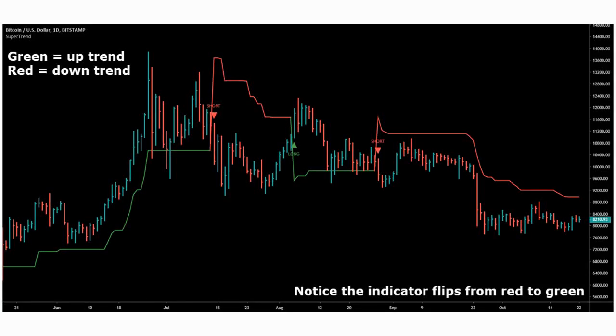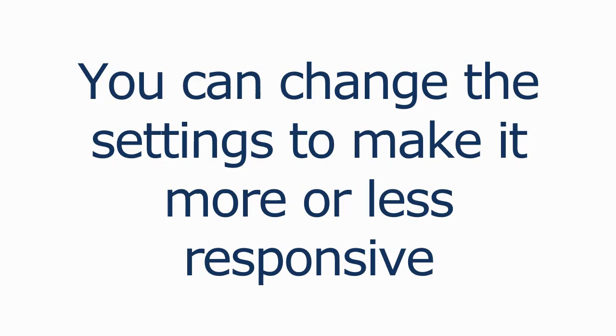So the changing colors, it determines the trend direction of whatever you're trading. When it flips to green, due to the closing price being above the line, a buy signal is generated. Price closes on the opposite side of the line, it flips from green to red, and that would be a sell signal.